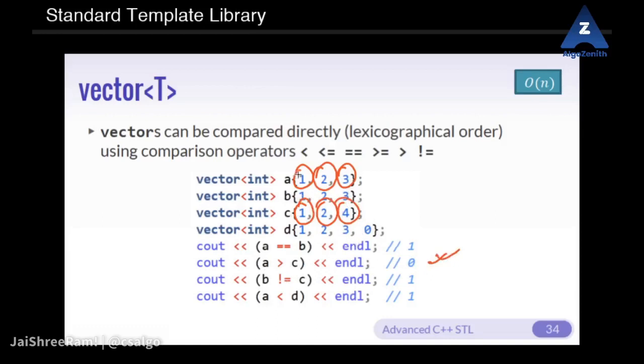a is less than d. Even though these two are the same, if the size is less, we know that it comes first in lexicographic ordering, right? AB comes before ABC, even in case of strings. So if everything matches up to that minimum size, the smaller one comes first in the lexicographic ordering.